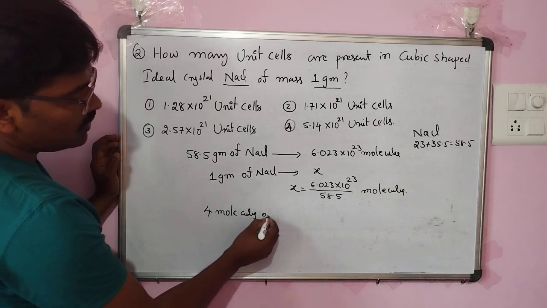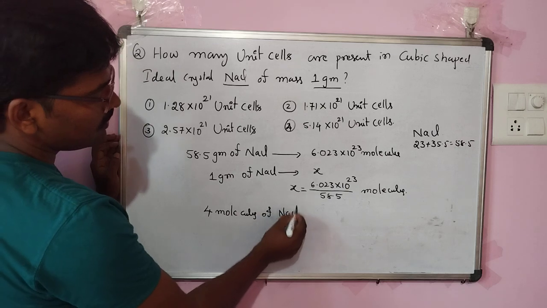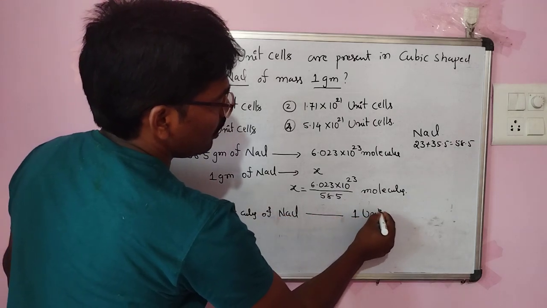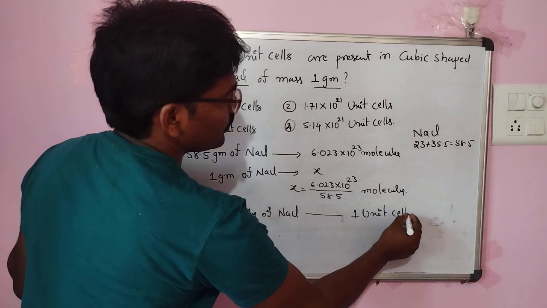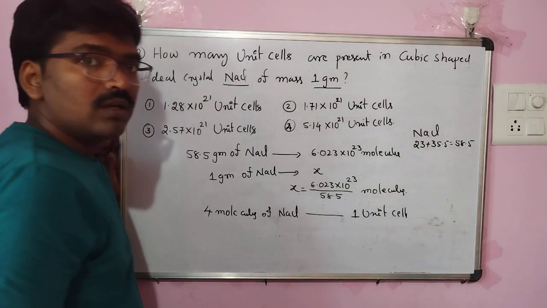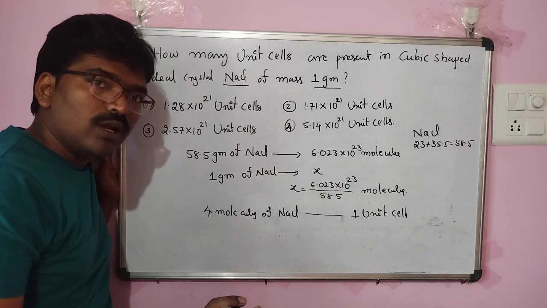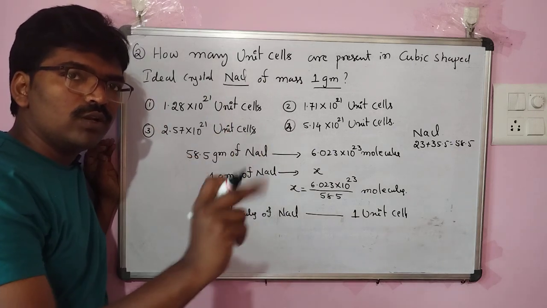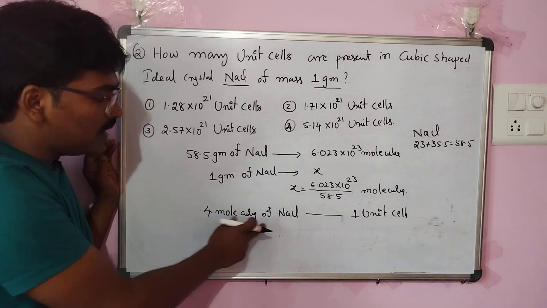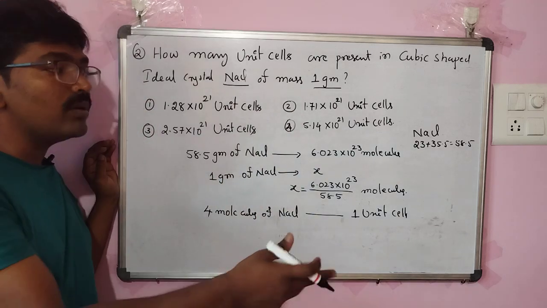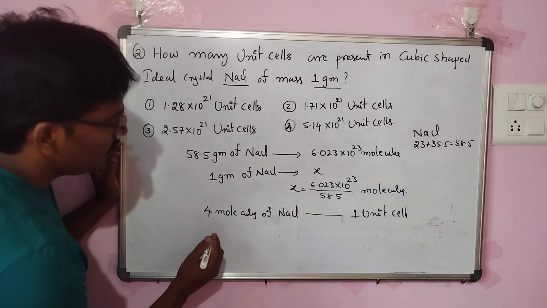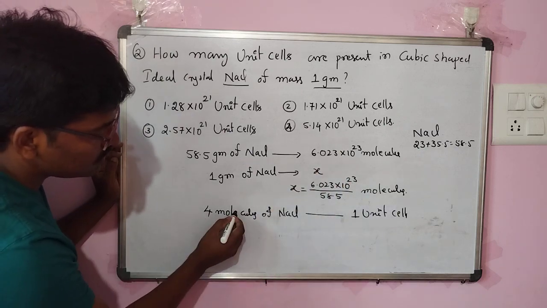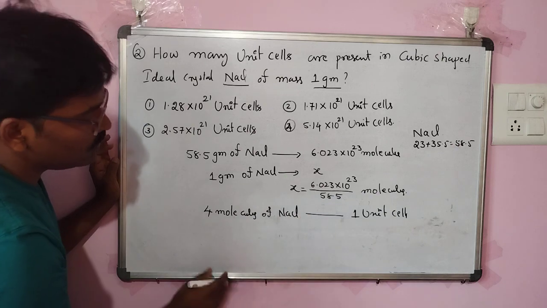4 molecules of NaCl contain 1 unit cell. Sir, why? How is it? Because from the FCC structure, in the FCC the number of molecules are 4, or the number of atoms are 4, that is equal to 1 unit cell, the FCC unit cell. NaCl belongs to the FCC unit cell, that you have to remember. Then here the remaining molecules are mentioned: 4 molecules contain 1 unit cell.